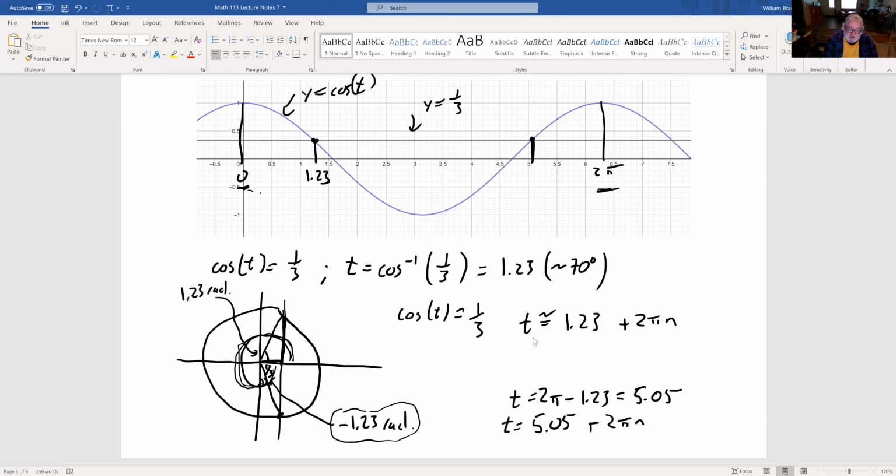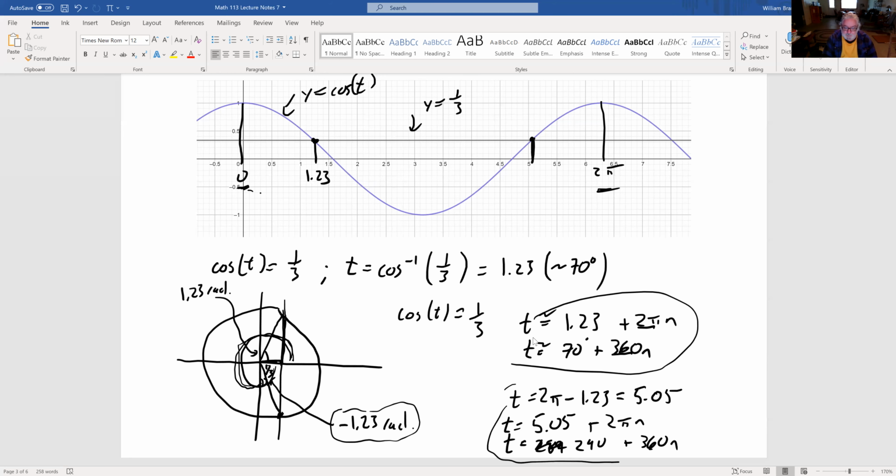Now, if we're doing everything in degrees, this would be about 70 degrees plus 360 times n, because all the way around the circle once is 360 degrees, and all the way around the circle once is 2 pi radians. So 5.05 is about 289.47, call it 290, plus 360 n. And that gives you your solutions. Okay.